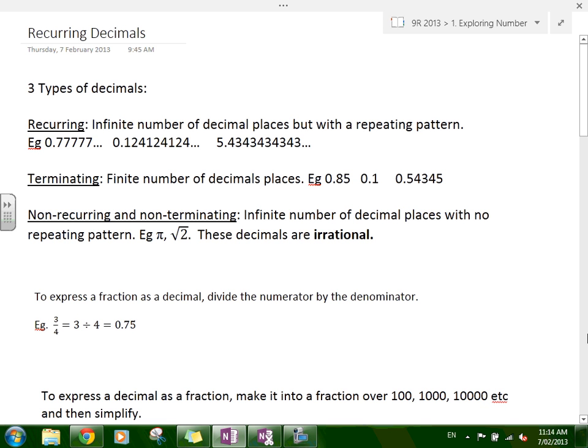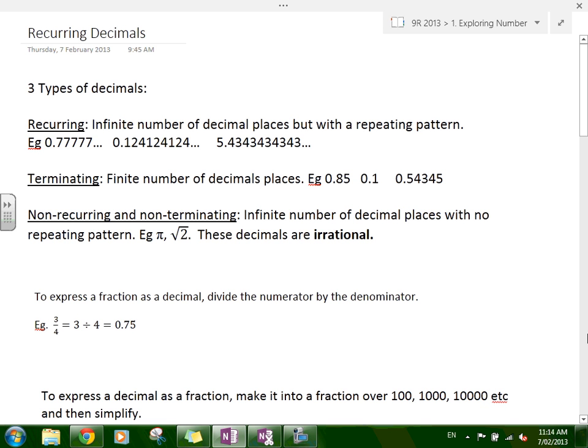Alright, another type is terminating. That's where you have a finite or limited number of decimal places. If the decimal comes to an end, it's a terminating decimal. It's 0.85, 0.1, 0.54345, whatever. All sorts. It's just called a terminating decimal.